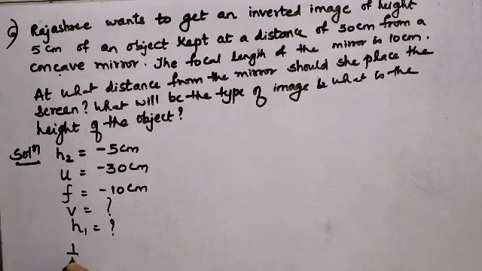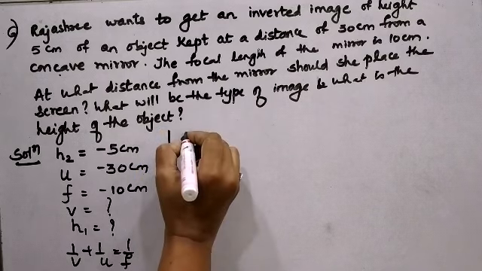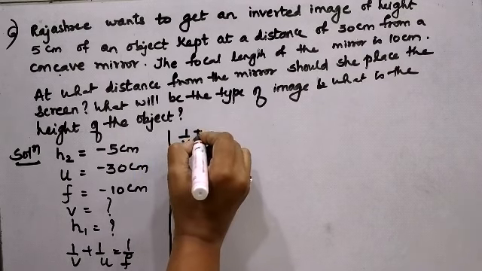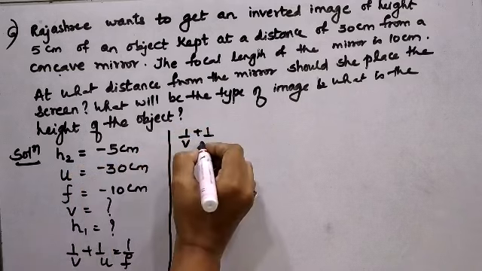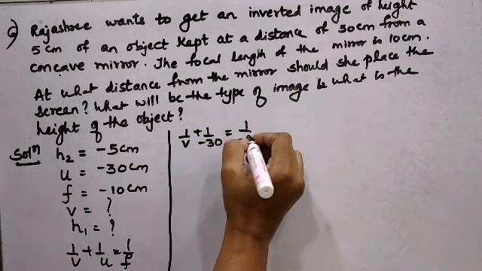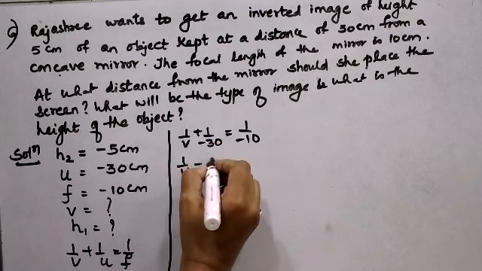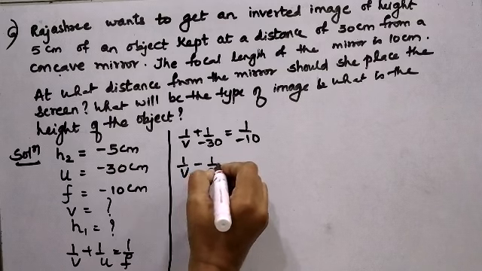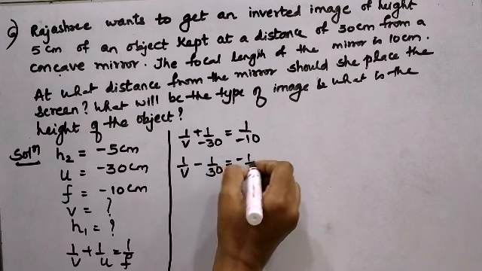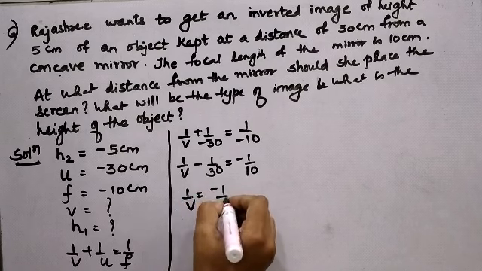1/V + 1/U = 1/F. We'll do the substitution. 1/V, I have to calculate, plus 1/U, which is -30, is equal to 1/F. F is -10. So 1/V plus, into minus, will become minus 1/30, is equal to -1/10. So 1/V will be equal to -1/10.